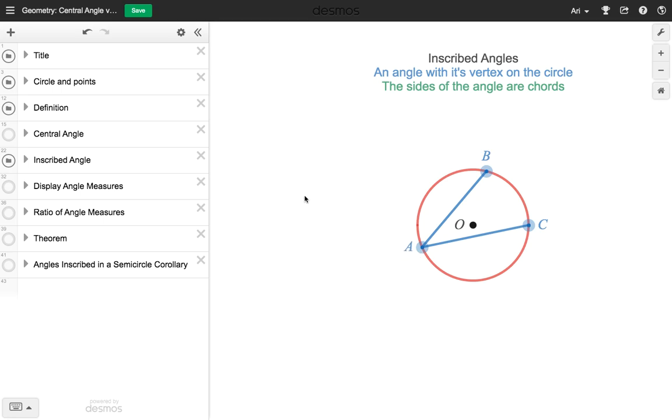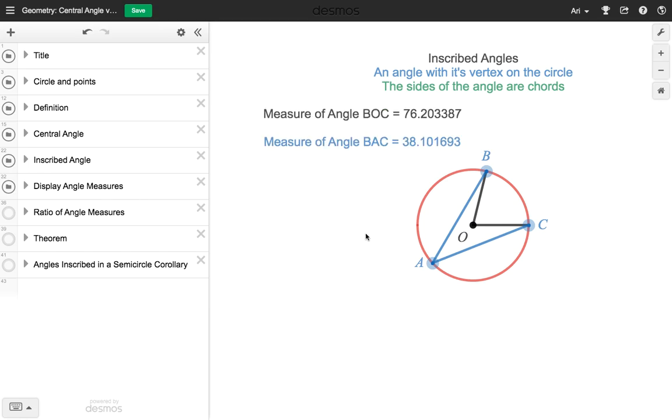Remember, let's contrast that to a central angle. In a central angle here, BOC, the vertex is at the center of the circle. So inscribed angle, vertex on the circle; central angle, vertex in the center. What we might be interested in knowing is what is the measure of this inscribed angle. So I have built some calculations in here, and let's take a look.